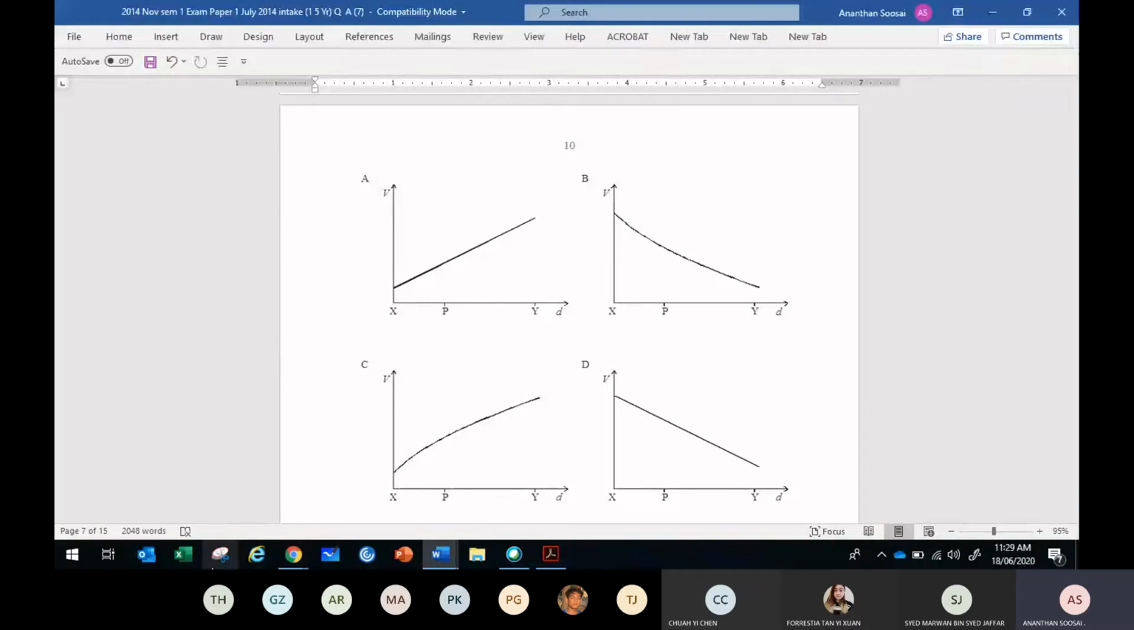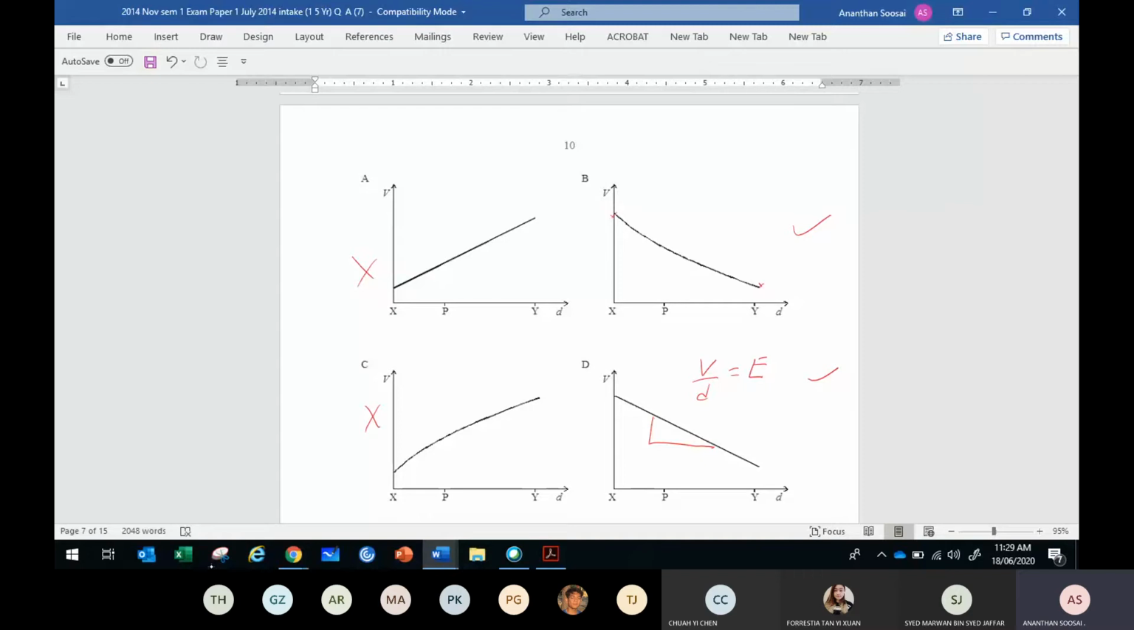So of course, I believe A cannot be the answer, C cannot be the answer. It's either B or D. Vx must be higher and drop to a lower one. But is it a straight line or a curve? It's a straight line. If it's a straight line, the gradient represents what? The V over D. The V over D is actually the electric field strength.